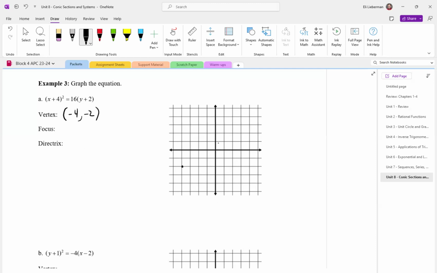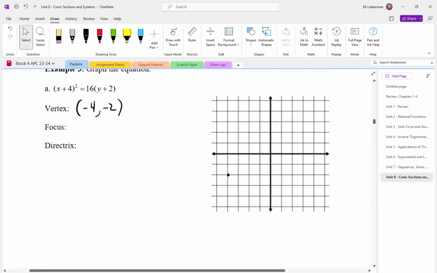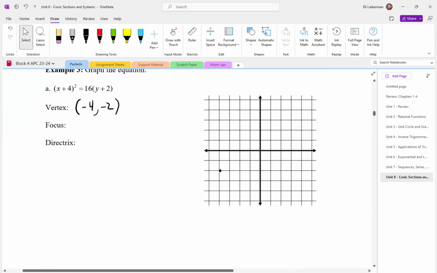I would like to hear about the focus, directrix, and I want some help graphing from Joanna. Can you help me with these, please? Vertex is -4 and -2. Okay, we got the vertex, -4, -2. Good. Now, how are you gonna get the focus though? Any idea?